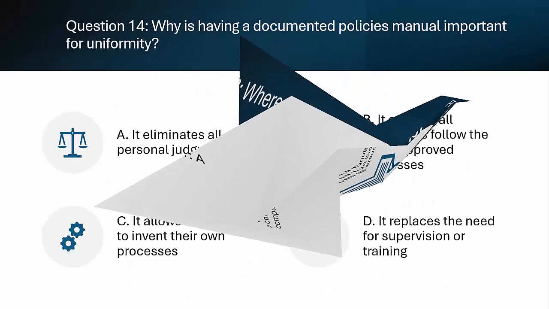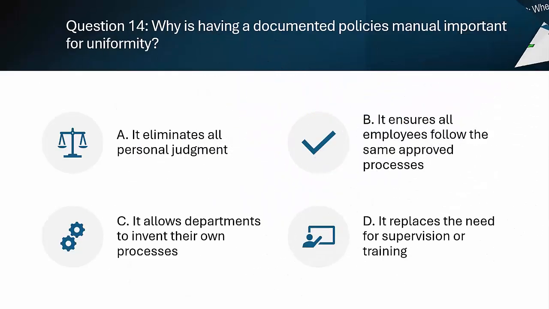Question 14. Why is a Policies and Procedures Manual important for uniformity? Why is having a documented Policies and Procedures Manual important for ensuring uniformity in a company's operations? A. It makes every employee's behavior identical by eliminating all personal judgment. B. It provides a single reference so all employees follow the same approved processes. C. It allows each department to invent its own way of doing tasks independently. D. It replaces the need for any management supervision or training programs.